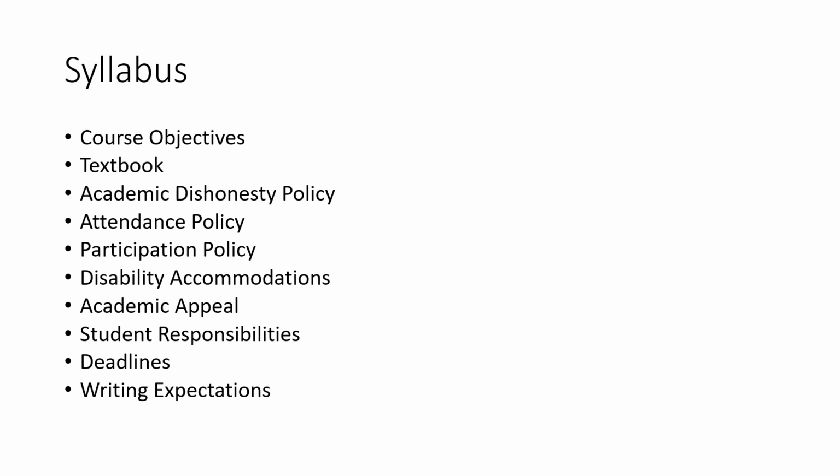Disability accommodations. The University of Cumberland accepts students with certified disabilities and provides reasonable accommodations. For accommodations, contact the Disability Services Coordinator. Academic appeal. Both undergraduate and graduate students have the right to challenge a grade. First, discuss the grade with me, your instructor. Then discuss the grade with the department chair, and then you can file a formal appeal with the Vice President of Academic Affairs.